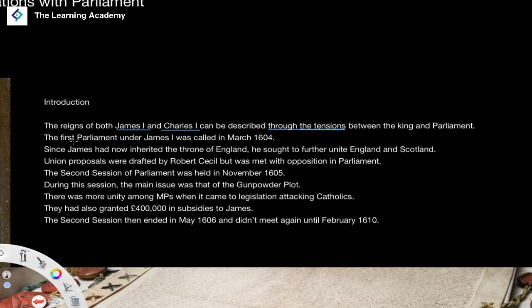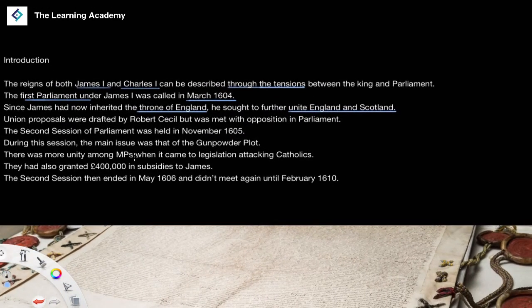So the first parliament that James called in his reign was in March 1604. Now don't forget, James took the throne in 1603, so it was quite early on in his reign that he decided to convene parliament. And since James had now inherited the thrones of England, he sought to further unite England and Scotland. Don't forget, James was the monarch of Scotland before he inherited the throne of England.